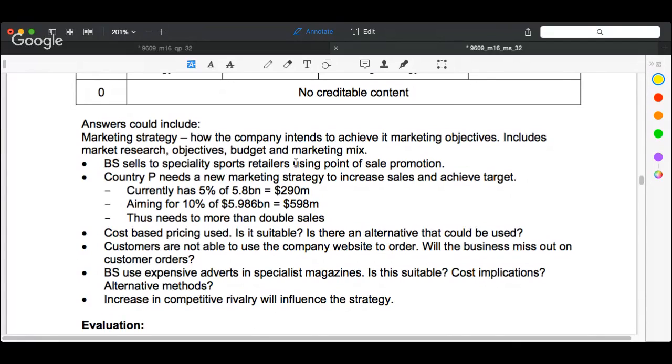Cost-based pricing is used. Is it suitable? Is there an alternative that could be used? Is there any reason why they couldn't sell direct to customers, direct to the end users? If their website was developed, then they could sell for just about the price that they sell to the retailers, and then sell to the retailers as well. So the retailers get a better price, but the value price that they sell at is still higher than the price that they sell to the retailers.